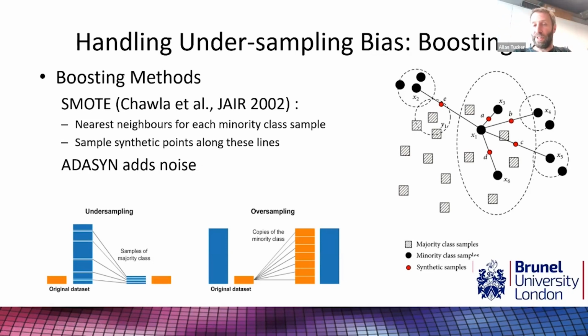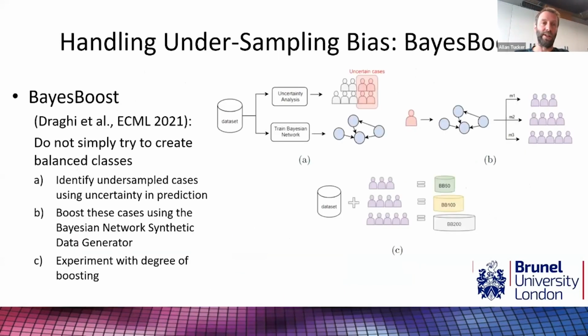What we've been interested in is something slightly different, though. We don't just want balance between, say, two classes. We want to try to boost underrepresented populations within our CPRD data sets. So we've developed a method for doing that which we've called Bayes boost. We have an advantage over some of those more basic boosting methods in that we have an underlying synthetic data generator. This probabilistic model that sits underneath it can be used to generate new synthetic data points.